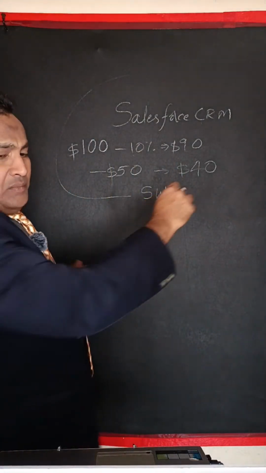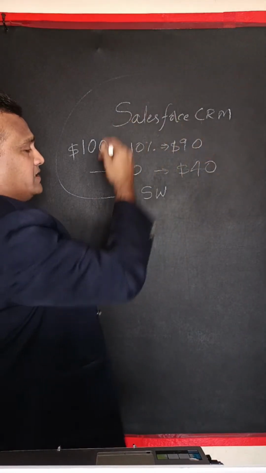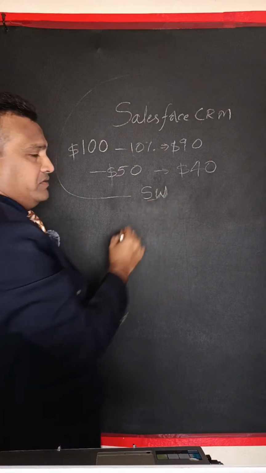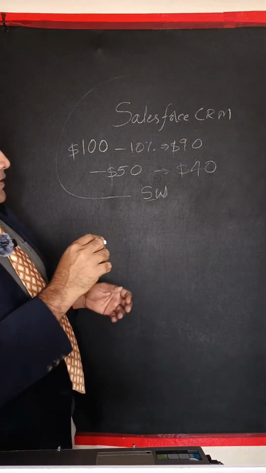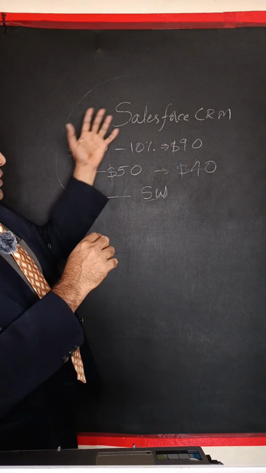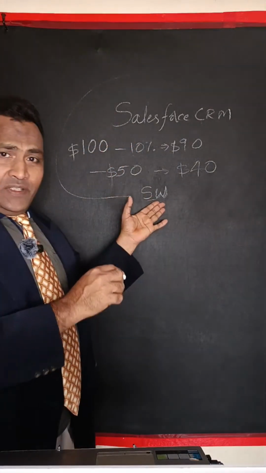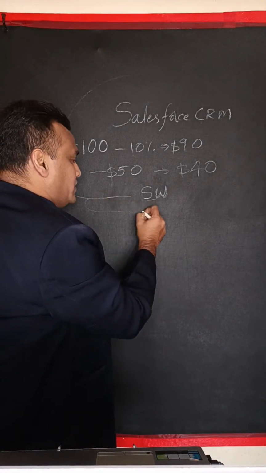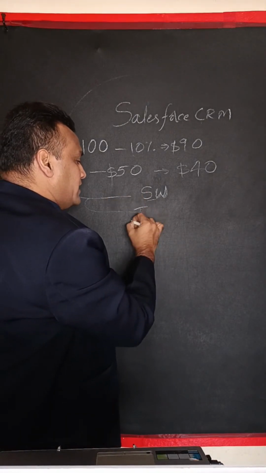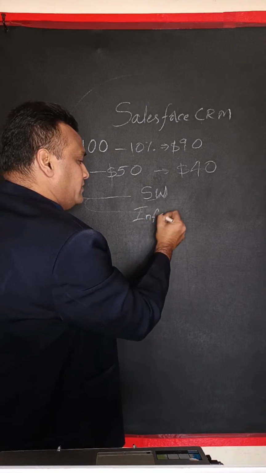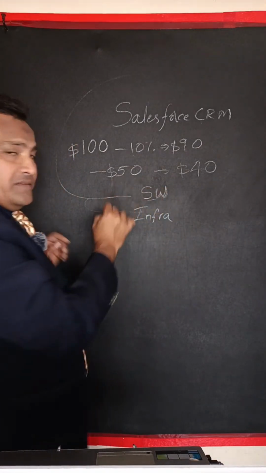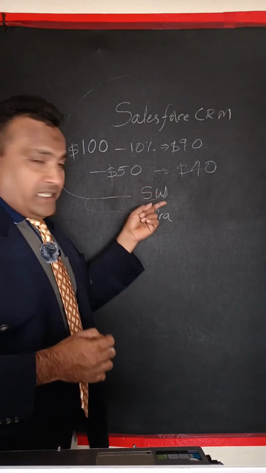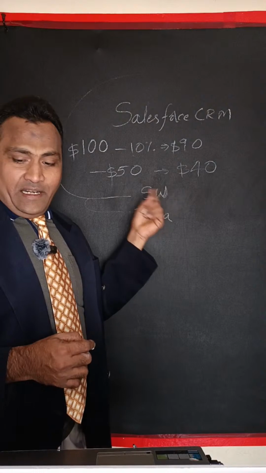So the human brain has invented something called software. Good. So computing has come to software. How can I use the software? I need some infrastructure to install this software, on which I can install the software and run it.